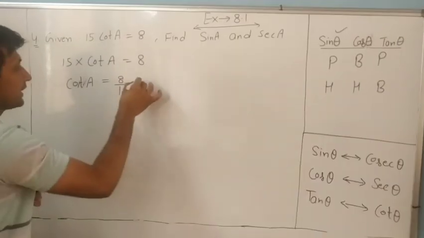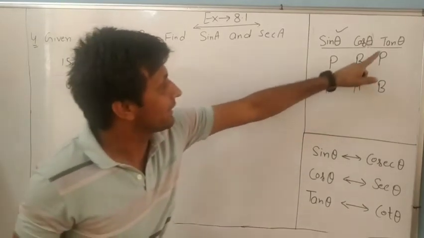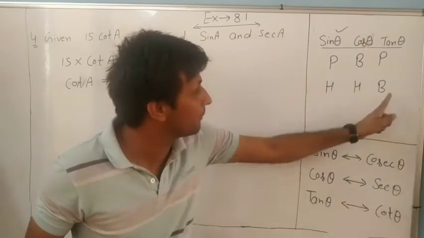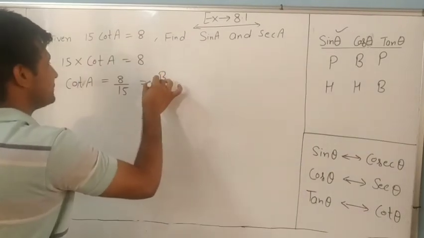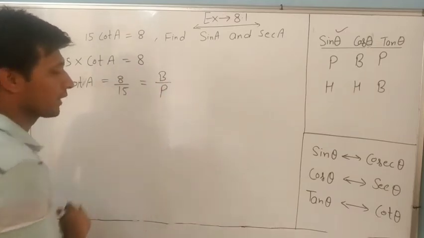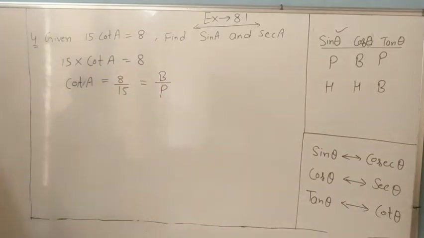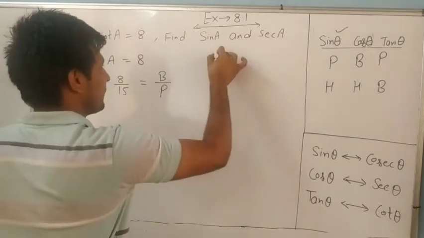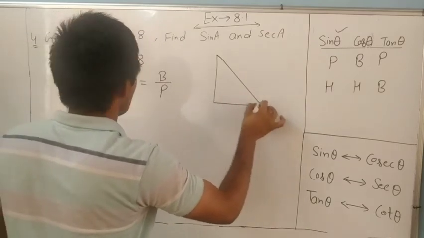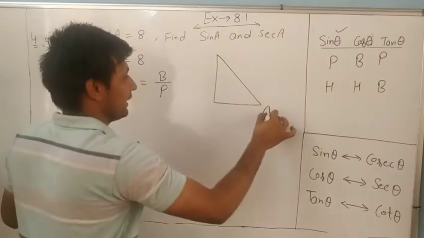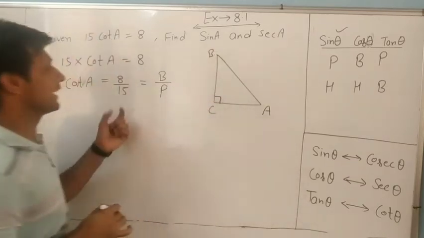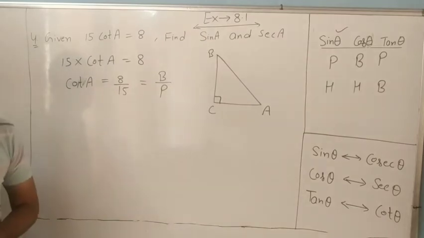Okay, and what is cot? Tan is perpendicular divided by base, and cot is opposite of tan, base divided by perpendicular. Understand? So you can make a triangle like this. Angle A we are using, this is angle B and this is angle C, because here we are discussing a right angle triangle.